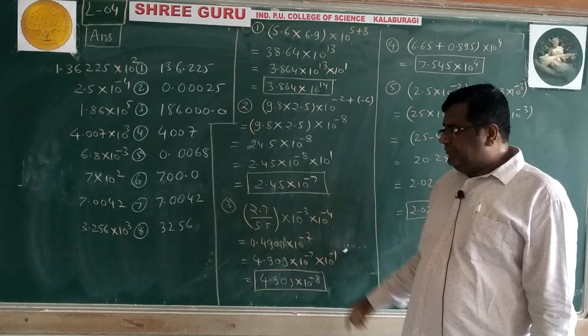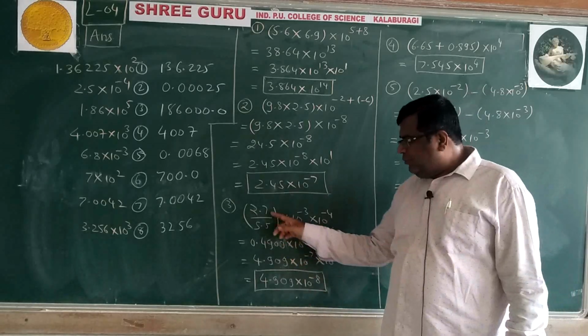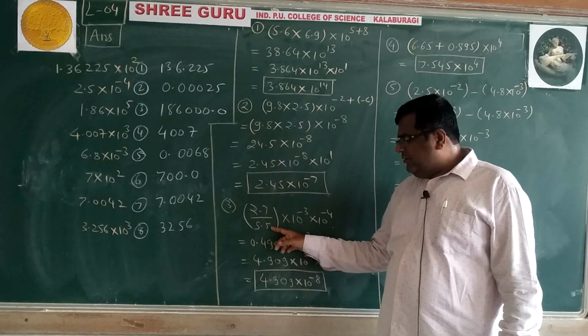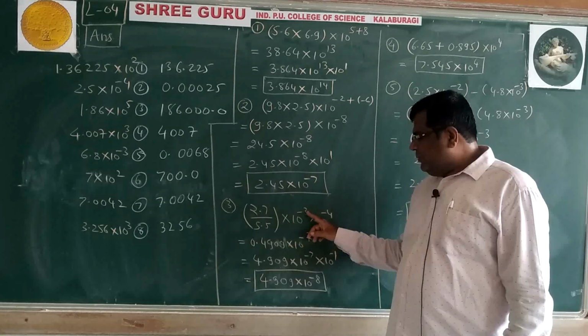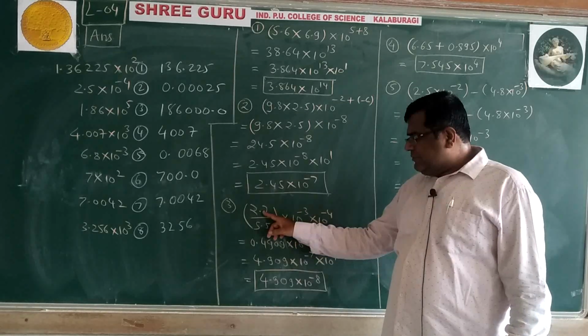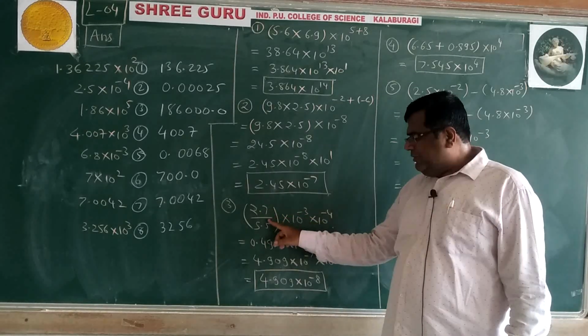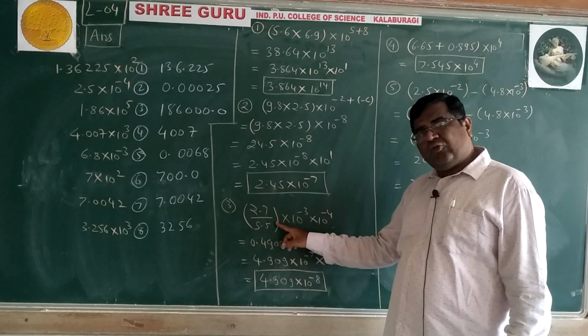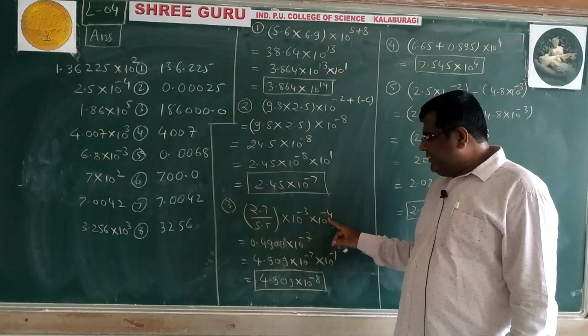minus 7. In the third example, 2.5 divided by 5.5, 10 raised to minus 3, because it is multiplied with 2.7, divided by 5.5 into 10 raised to plus 4. That plus 4 becomes 10 raised to minus 4.